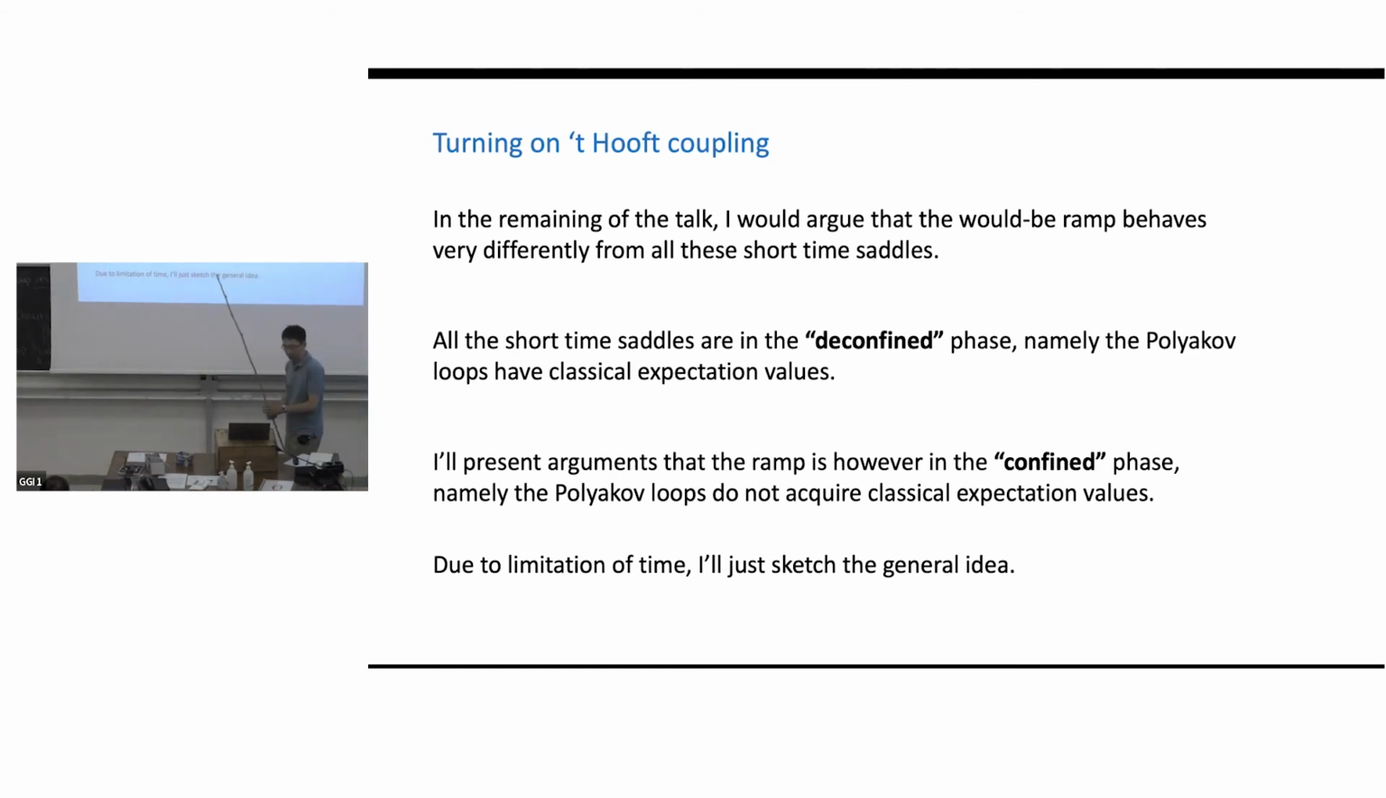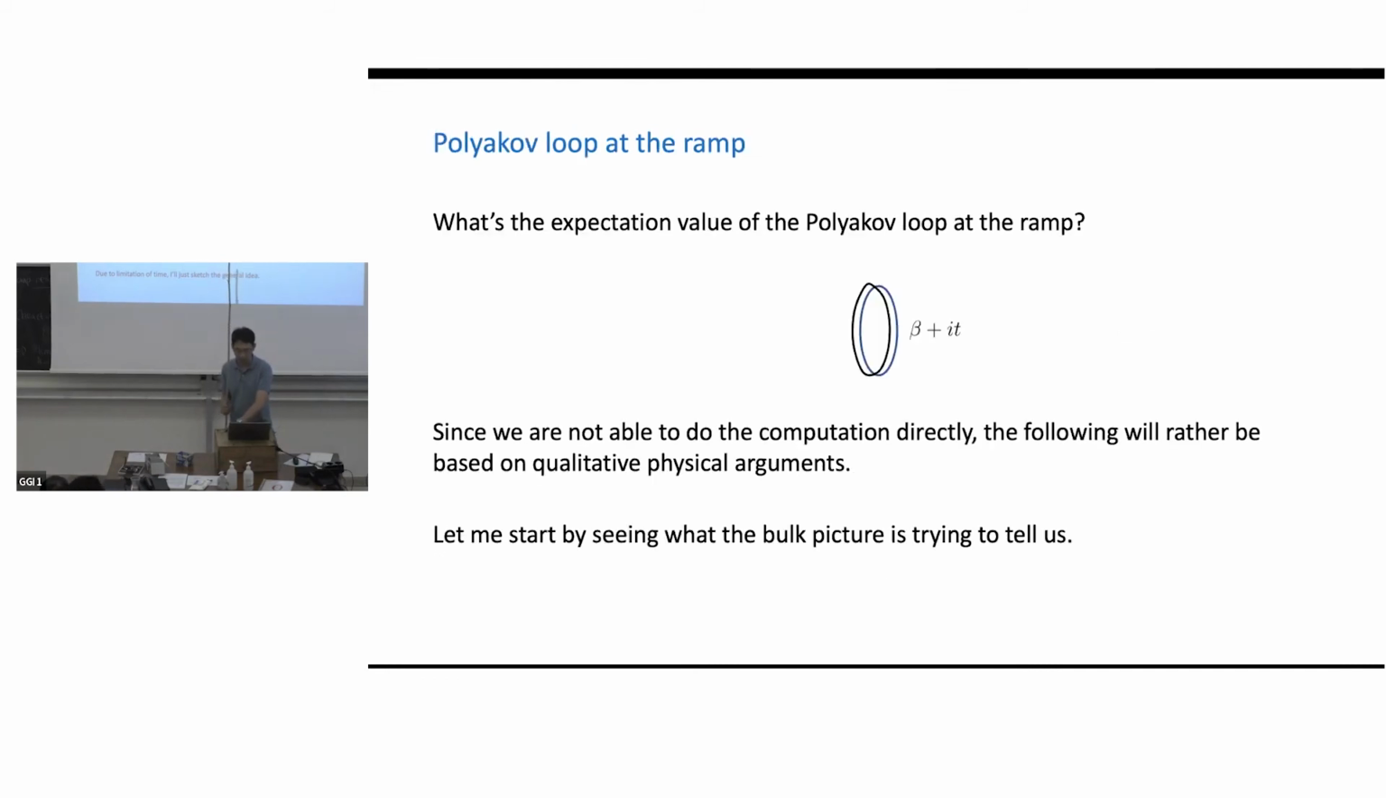Because of the limitation of time, I will just sketch the general idea, and you can ask me about the details later. Now, one of the concrete questions we can ask here is, what is the expectation value of the Polyakov loop on the ramp? In other words, we are considering some beta plus iT where T is fairly large, and wrapping a thermal Wilson loop around the circle. Or more generally, we can also consider a microcanonical version of the calculation. Of course, since we are not able to really do the computation exactly here, the following statement will be based on some qualitative physical arguments.